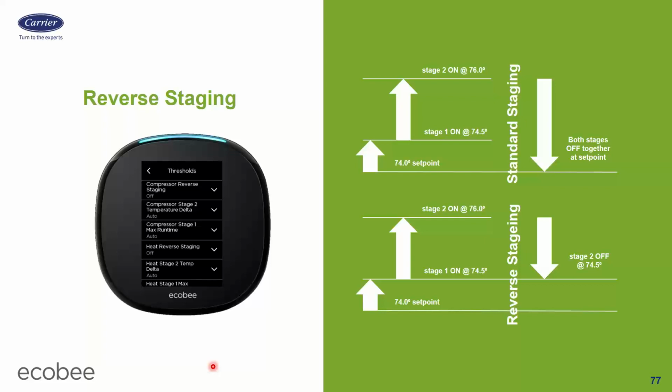So regular staging, it only stages up and everything turns off together. Reverse staging means it can stage up and down and continuously go up and down as needed within that band. So I would always turn this on. It gives you tighter temperature control.